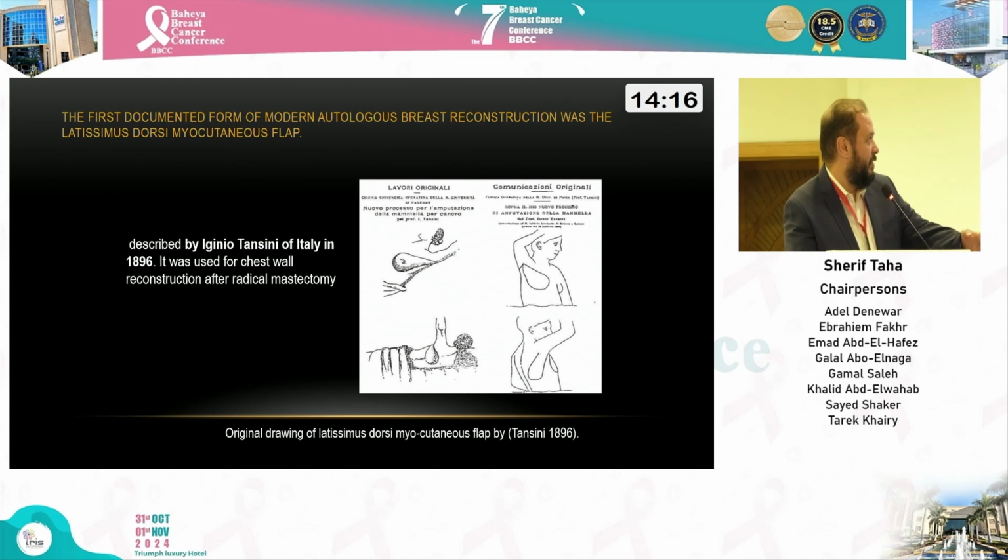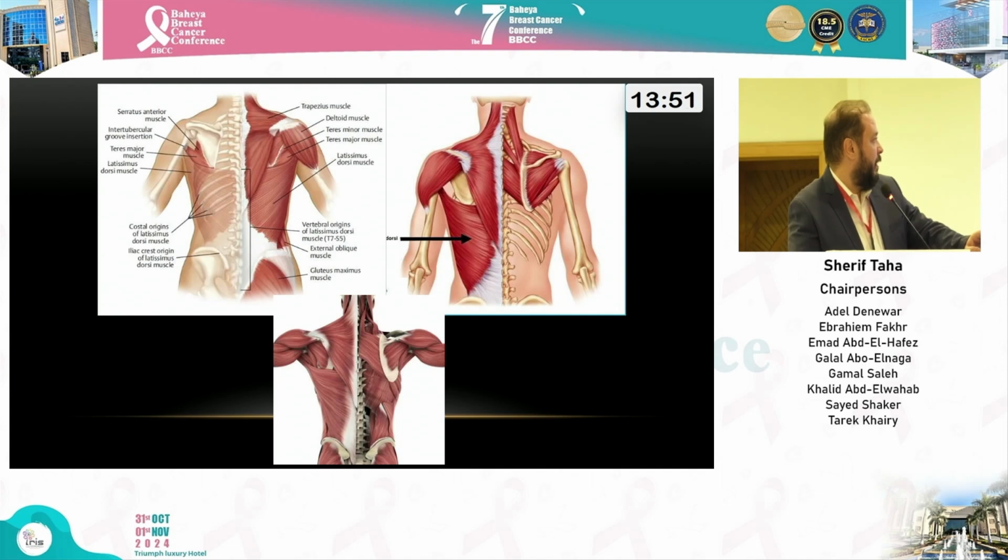However, it is really the oldest technique ever for breast reconstruction, going back to 1896. Till now, it is the most reliable method of breast reconstruction, and it's really the workhorse of reconstruction despite the numerous other techniques that are present. Raising an LD flap really depends on good knowledge about the anatomy of the muscles of the back. I'll not go into much detail here.